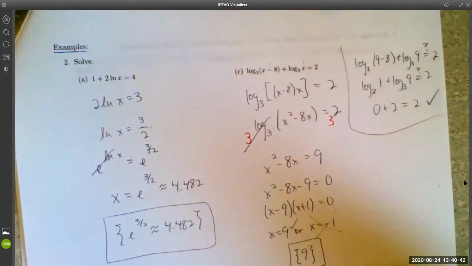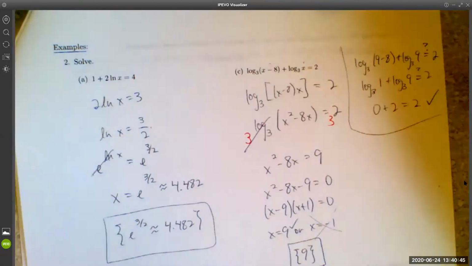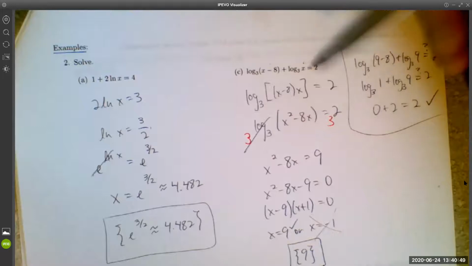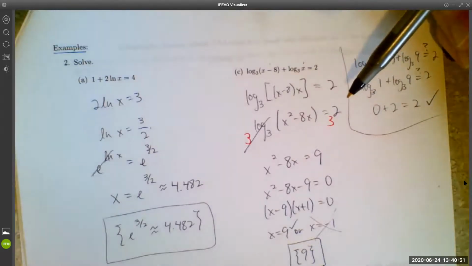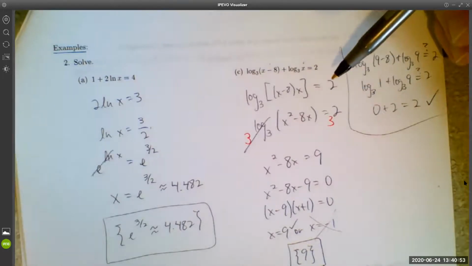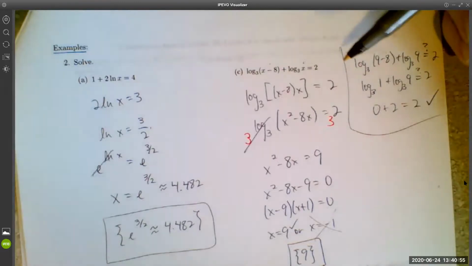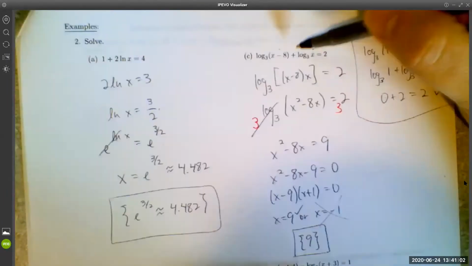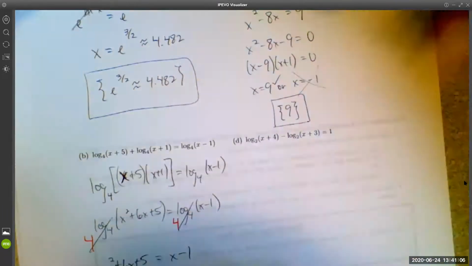So that verifies it. You don't have to actually do all this work. You really only need to make sure, like I said, that the arguments are positive. Okay. One more. This time we're not going to be using the product rule because we're not adding, we're subtracting, right? So we're going to use the quotient rule.